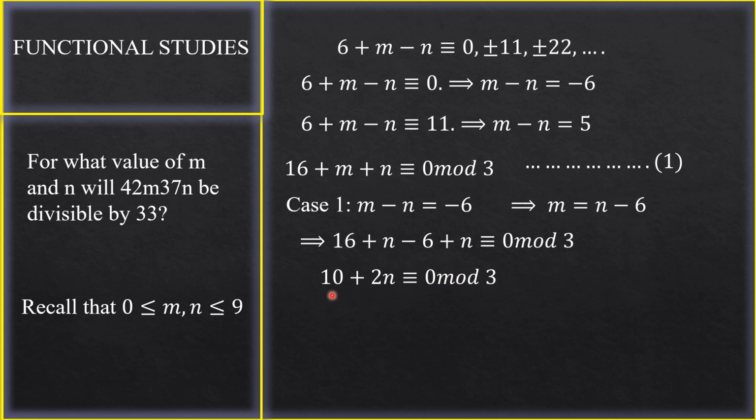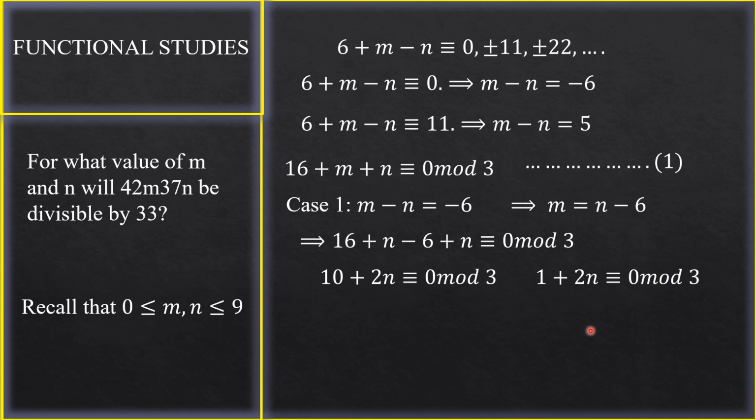And 10 in mod 3, what's the remainder when 10 is divided by 3? It is 1. 3 goes 3 times, remainder 1. Write down the remainder. When you are doing modular arithmetic, that's how you do it. Feel free to simplify it. So that will be 1 plus 2n is congruent to 0 mod 3. Good.